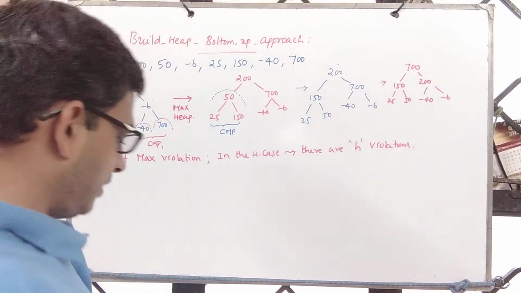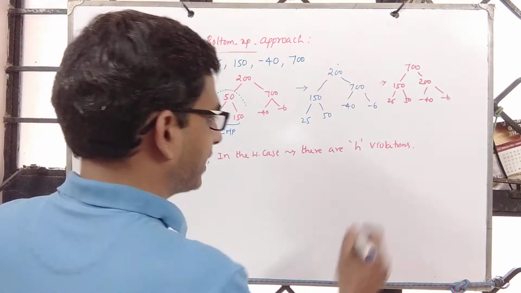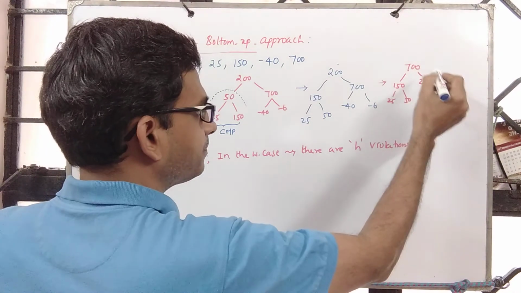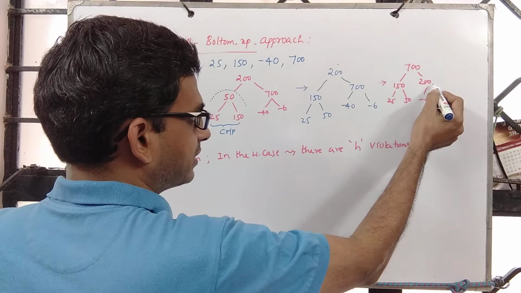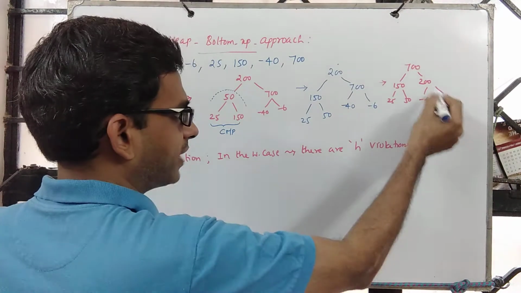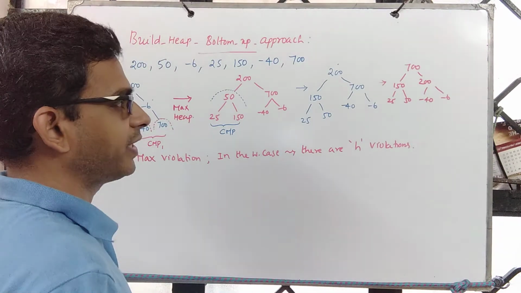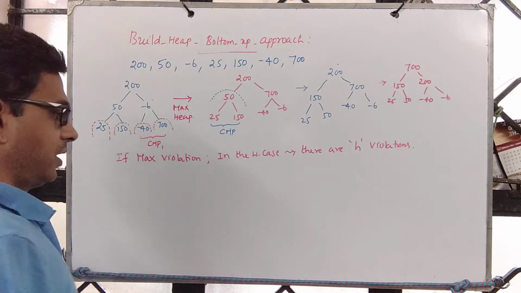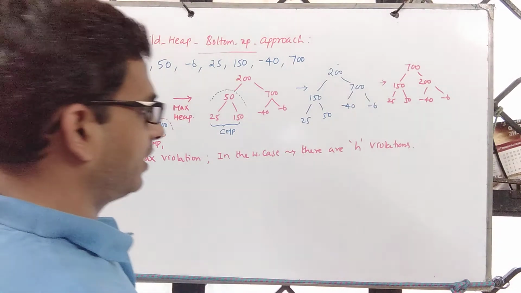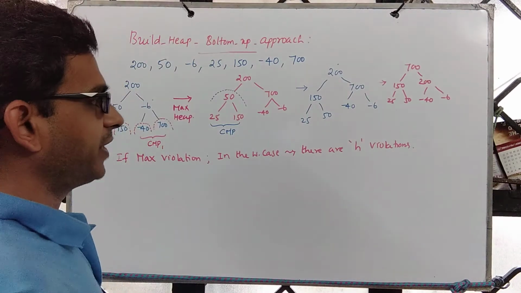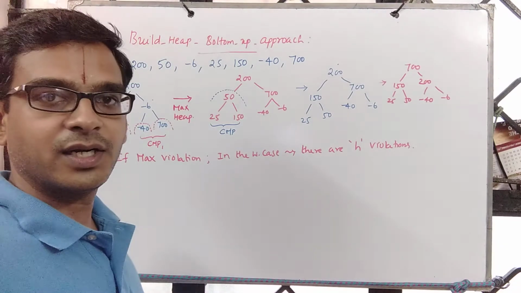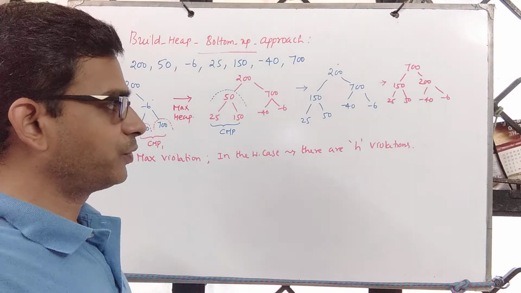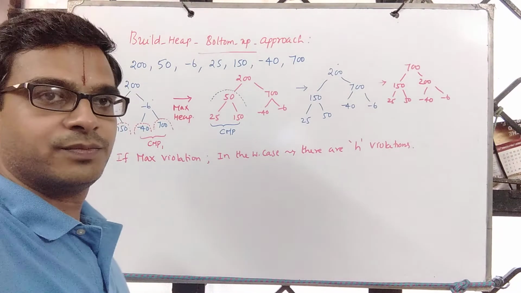What can happen? It may so happen that with respect to the root there is one violation, and with respect to this there is a violation. So like that it goes all the way down. Correct? Now let us estimate what is the cost and the comparison cost and how many times we need to do all that. Let's do it now.